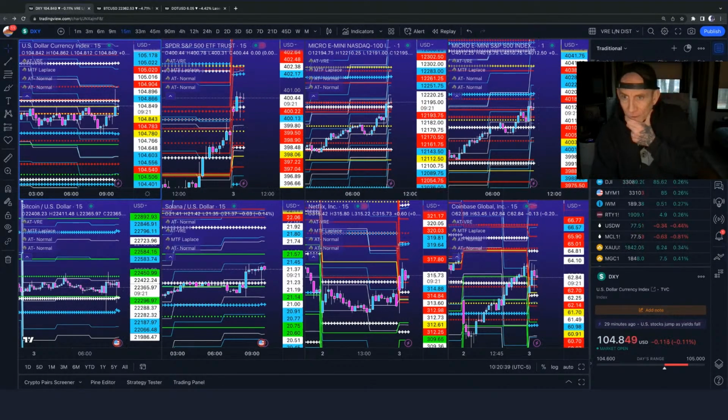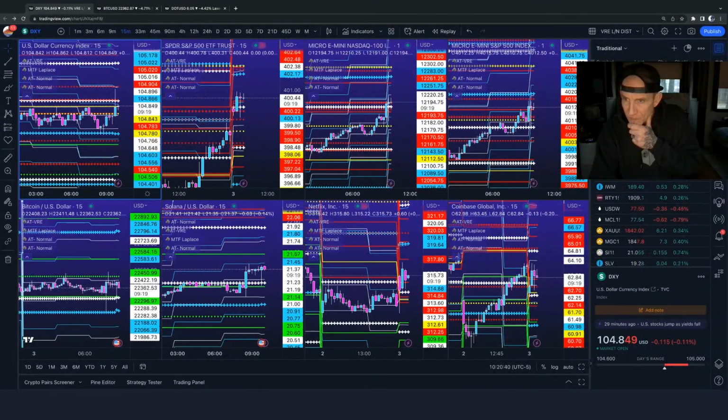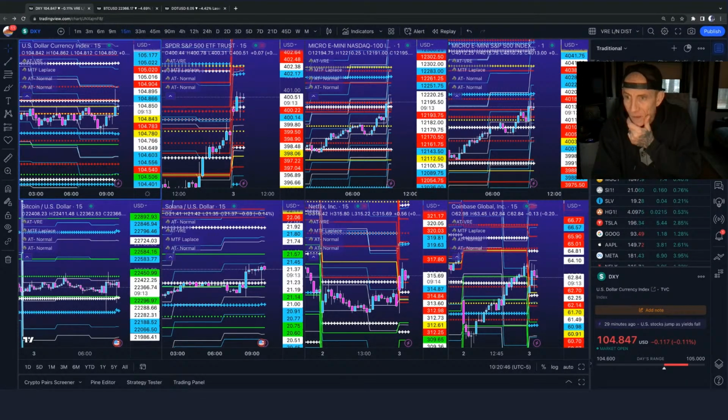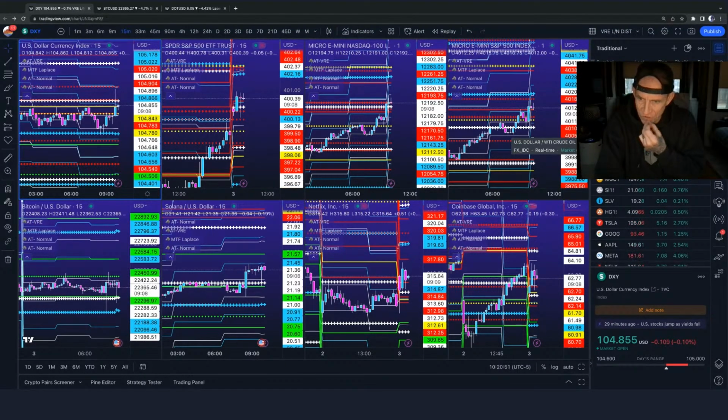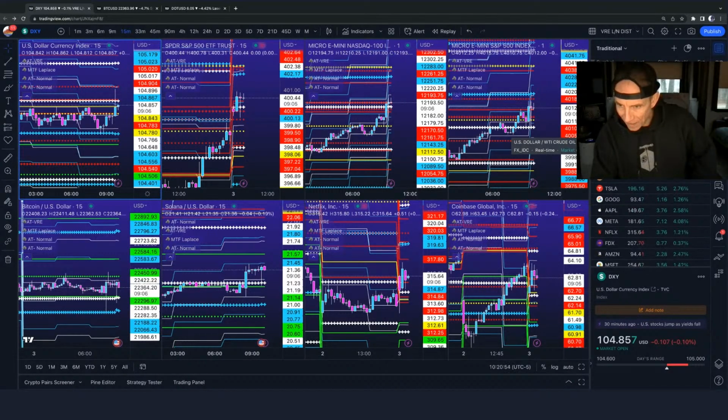Nothing's really sticking out though. Doing anything special. Let's see if we got any little outliers here. When the cat's away, the mice do play. That's why when traditional closes for the weekend, this could get interesting. Yeah. Meta down 4%.